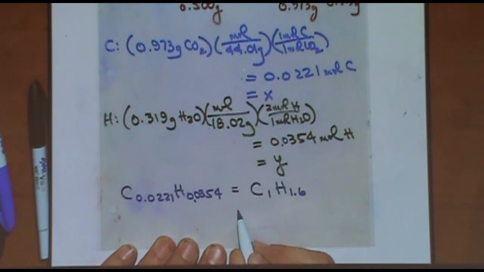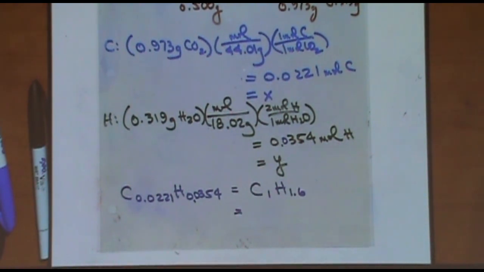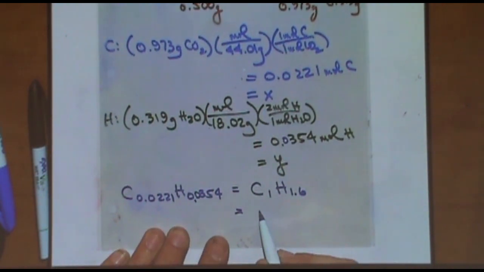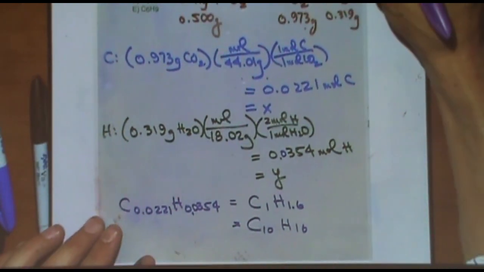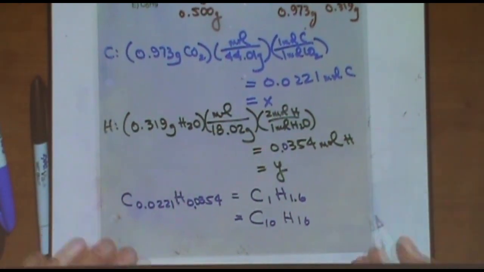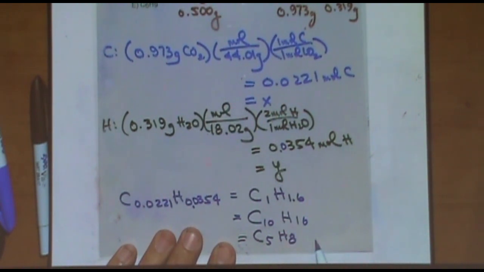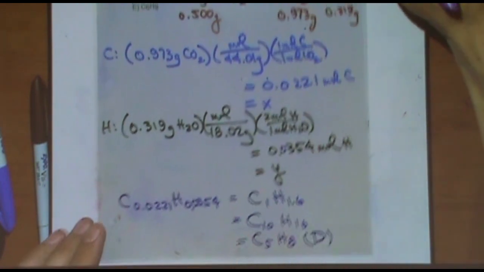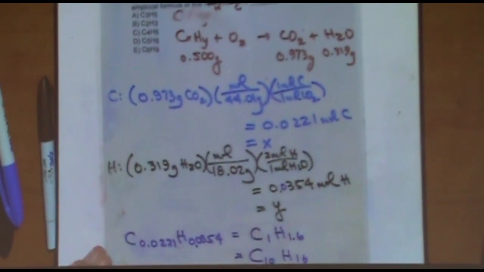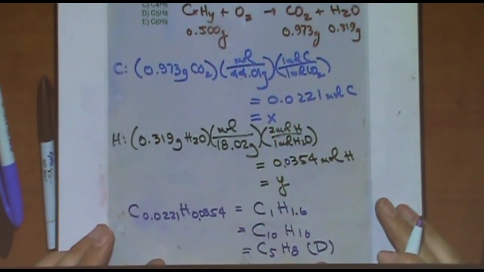I got this. It doesn't fit right because I need a whole number here. So I'm just going to multiply by 10. Yeah, 10. Wow, that surprised a lot of you. And the answer is D. Good job.